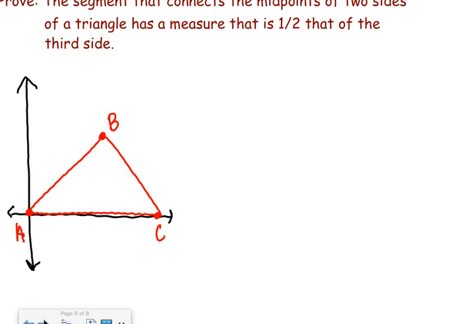So we want to show the segment that connects the midpoints of two sides of a triangle is half the measure of your third side. Sure. Oh, so this is supposed to be another isosceles? No, we don't know that it is. Oops, I want that B. 2 B's.